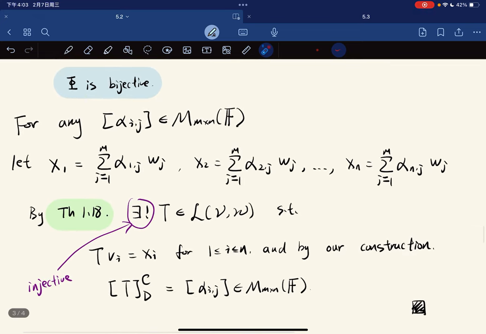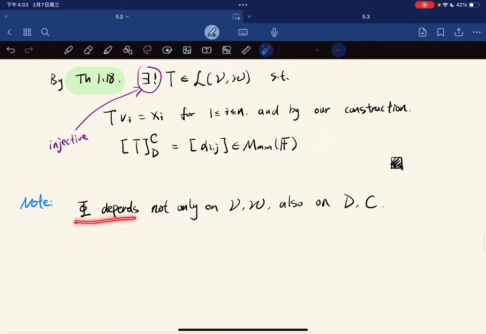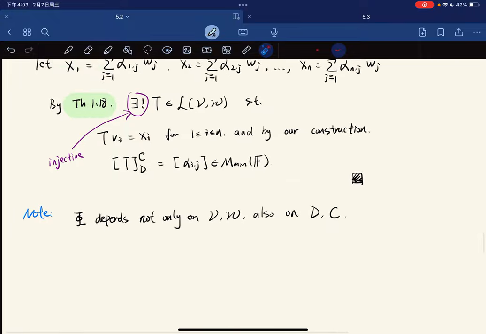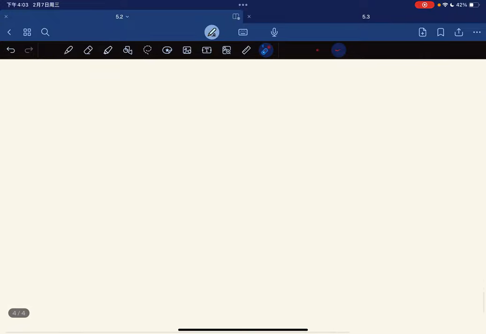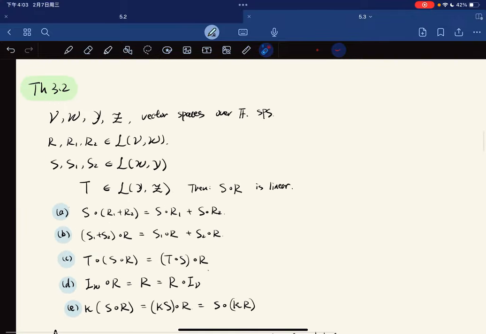You can think about it. It is already surjective, and each output can only be mapped by one element from this space, which means that it is injective. And note that the mapping depends not only on V and W, but also on the basis. Okay. All right, so we'll just go back.